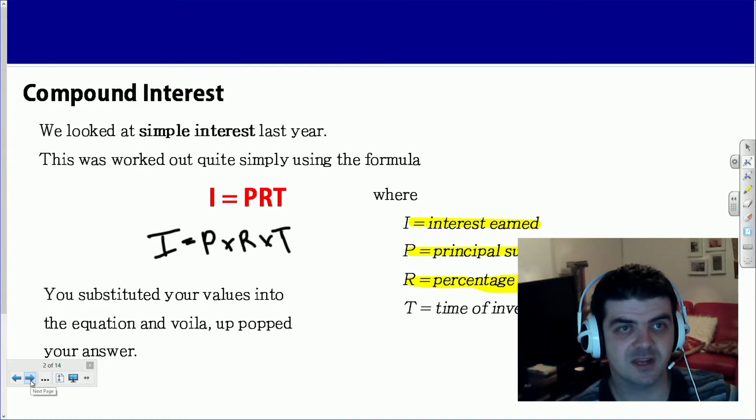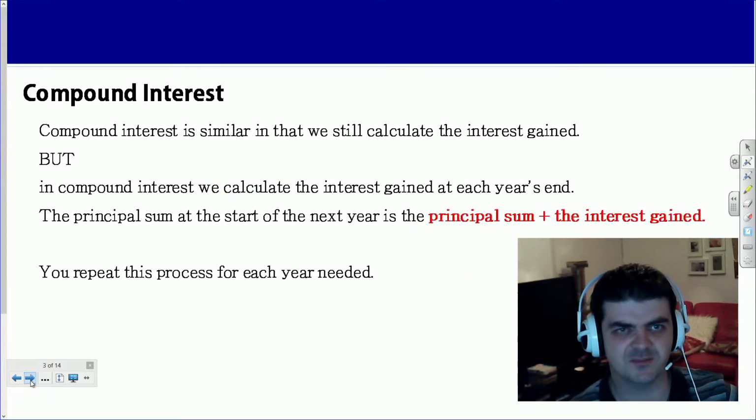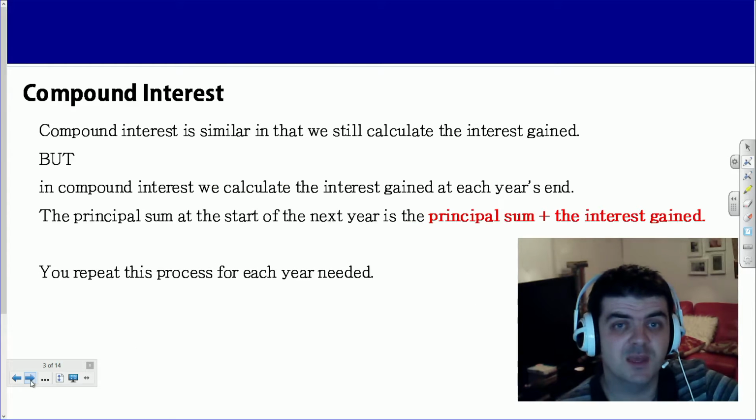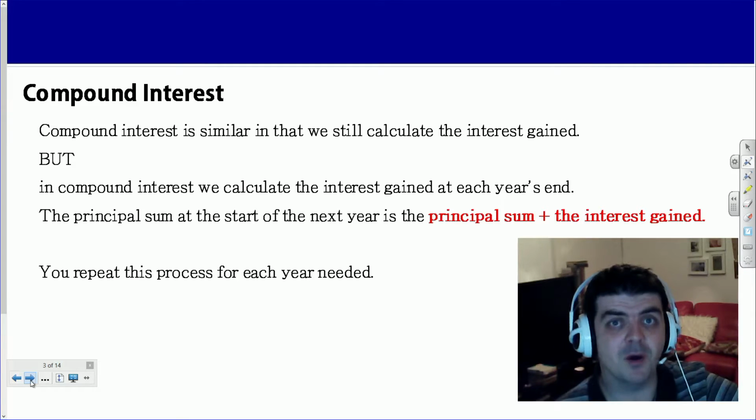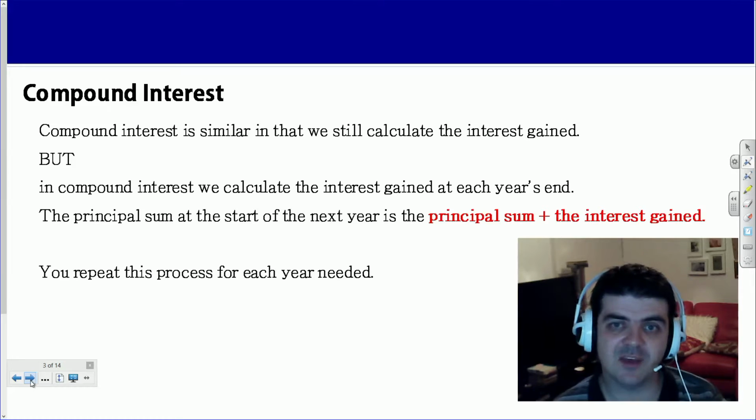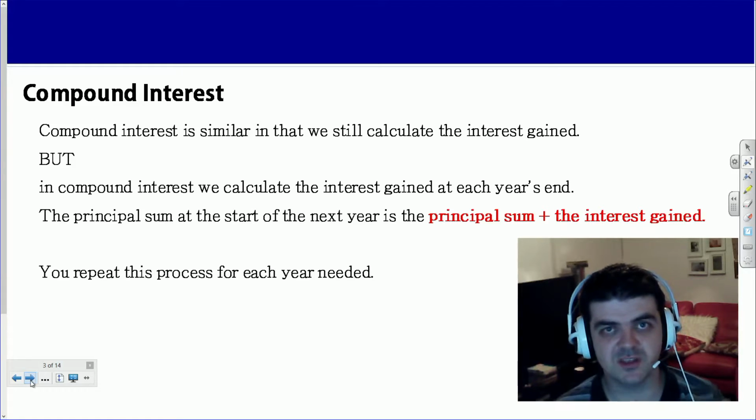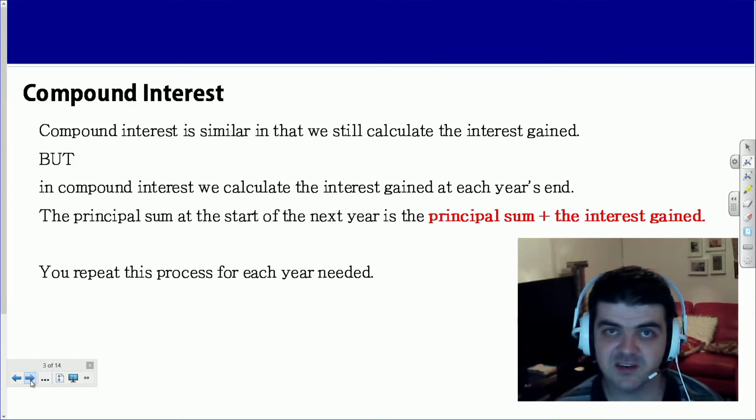So if we move on to the next thing, compound interest, what's the difference? Compound interest is similar in that we still calculate the interest gained, but we do it year on year. So after the end of the first year, we calculate the interest that's been gained, and then we would add that onto the principal sum. So at the start of the second year, your new principal sum would be the principal sum and the interest gained from the last year.